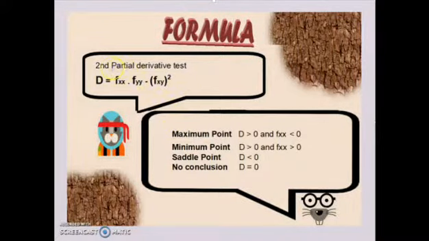This is the formula for the second partial derivative test. T equals fxx times fyy minus fxy squared. If T is greater than 0 and fxx is less than 0, it will be a maximum point. If T is greater than 0 and fxx is also greater than 0, it will be a minimum point. For the saddle point, T is less than 0, and if T equals 0, there is no conclusion.